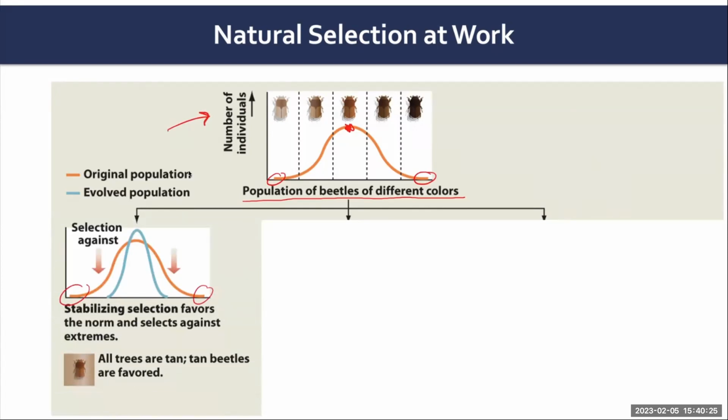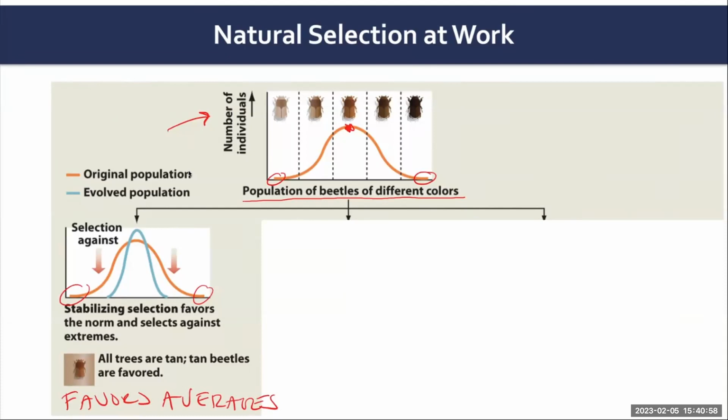This is consistent with the example that we looked at previously on those trees. So the presumption here is that all the trees are tan, and tan beetles are favored. They're not hunted at the same rate that the light and dark morphs are. This is a form of natural selection that's referred to as stabilizing selection, and this favors the averages. This is a very, very common mode of natural selection.